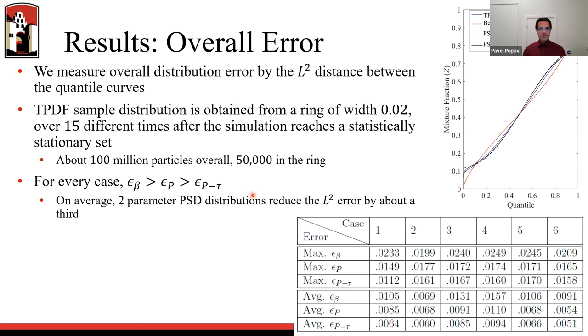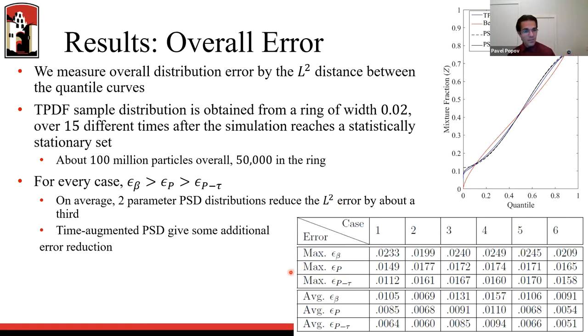And on average, if we were to average over the six test cases, the two parameter PSD distributions reduce the L2 error by about a third. And then the time augmented PSD distributions reduce a little bit more than that.